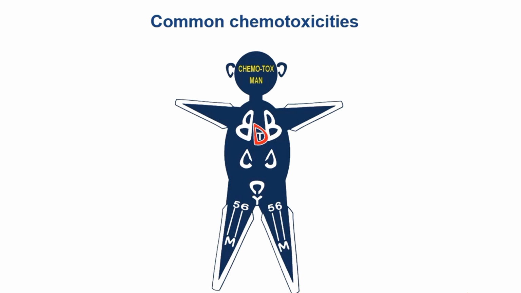Finally, the bones are capped with 5, 6, and M. What class of drugs does this make us think of? That's the anti-metabolites, representing 5-fluorouracil, 6-mercaptopurine, 6-thioguanine, and methotrexate, all of which lead to myelosuppression in the bone marrow.